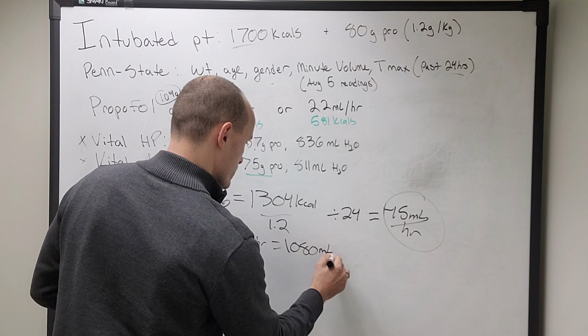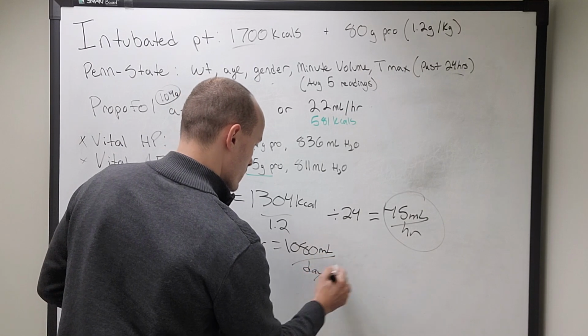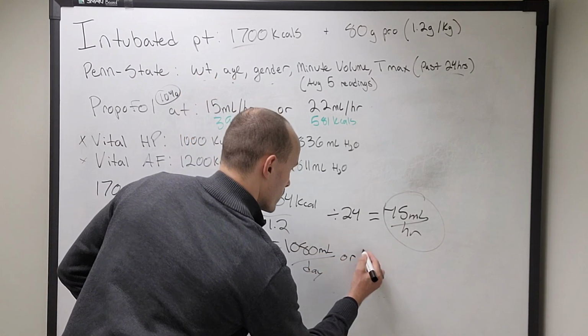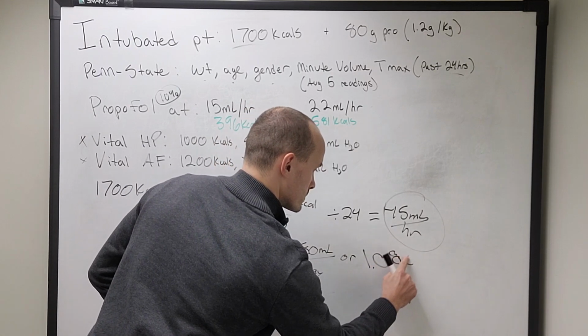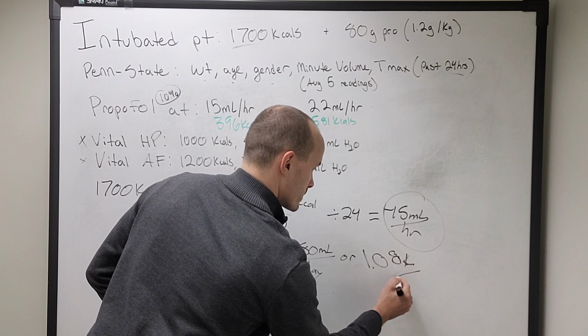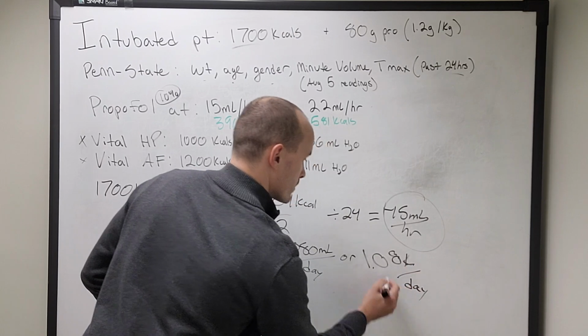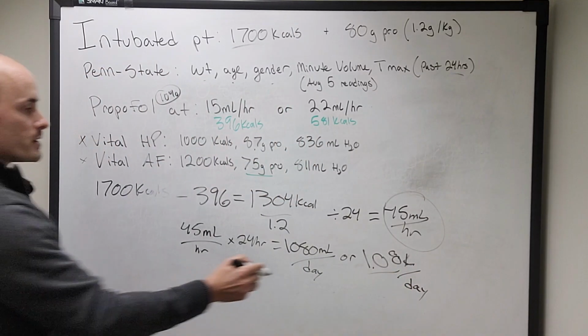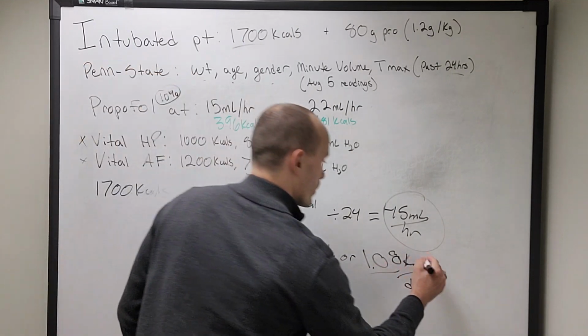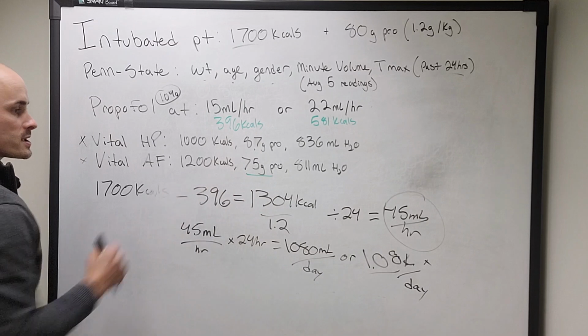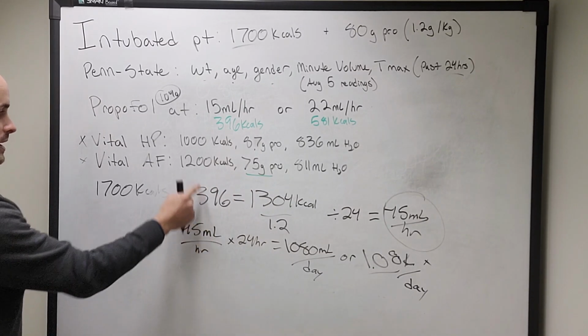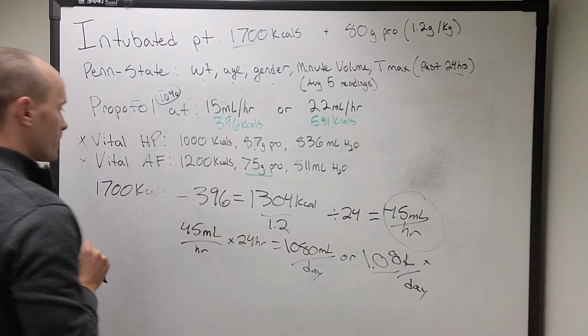1,008 milliliters per day, or 1.08 liters per day. That's your multiplier. And so what you do is you multiply your 1.08 by the calories and by the protein to make sure that with this rate, they're meeting both those amounts.